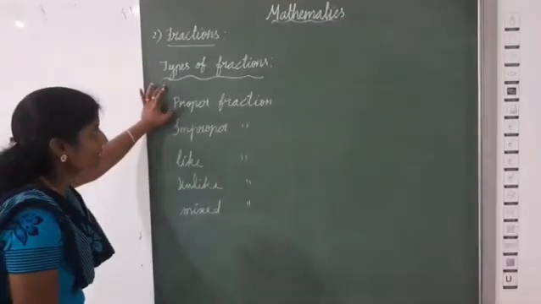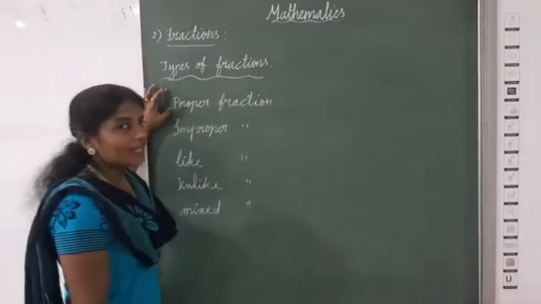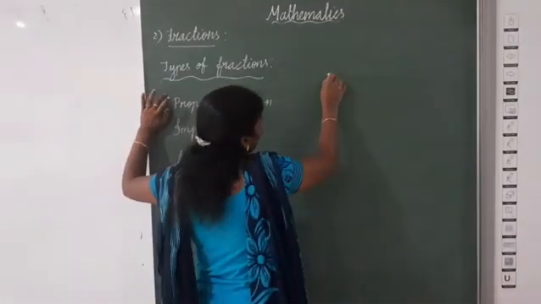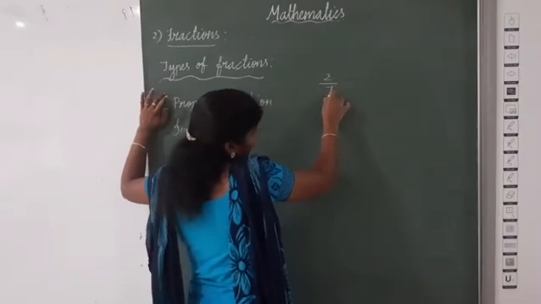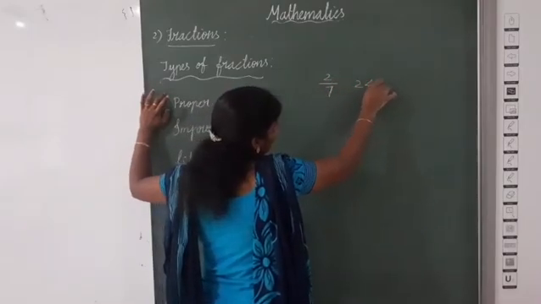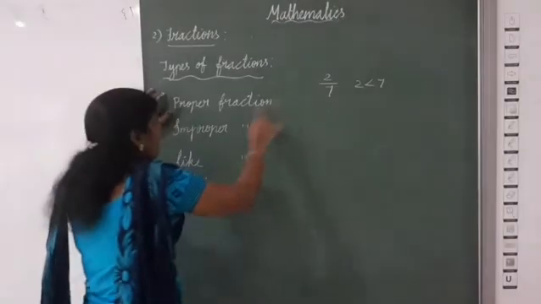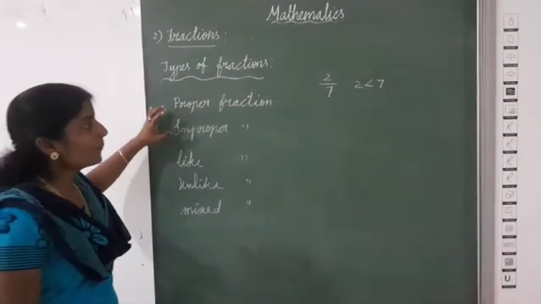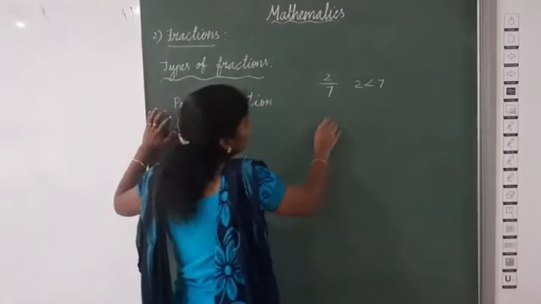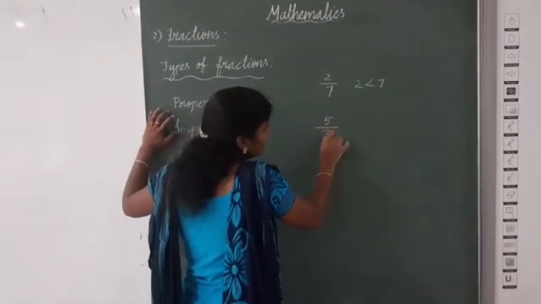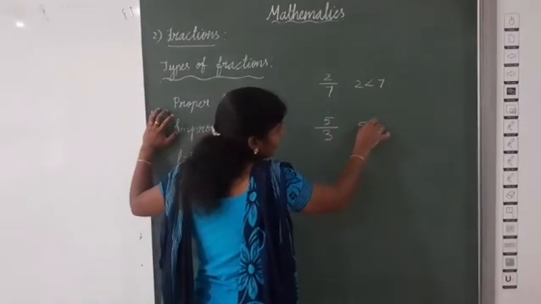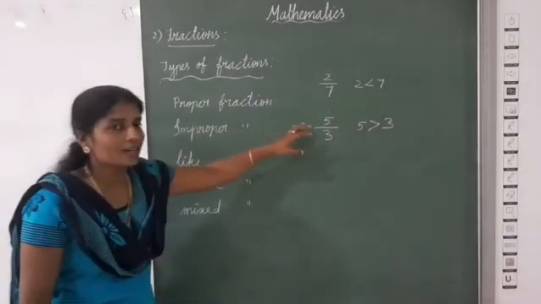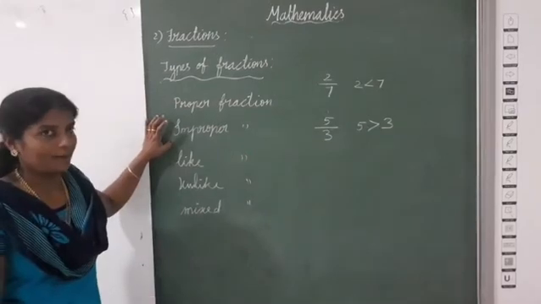Proper fraction means the numerator is less than the denominator. For example, 2 by 7. Numerator is less than the denominator means these fractions are called proper fractions. Then improper fraction means the numerator is greater than the denominator. So these fractions are called improper fractions.